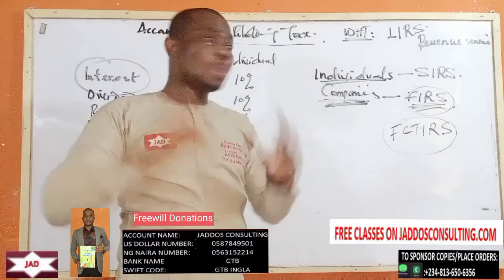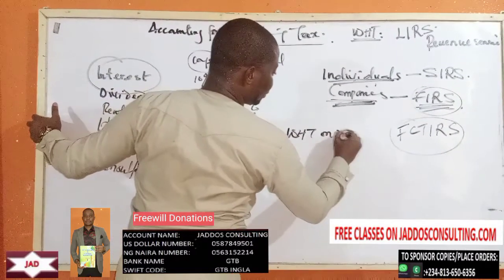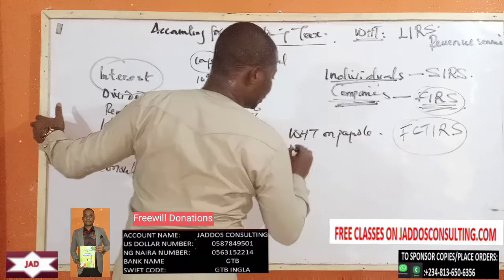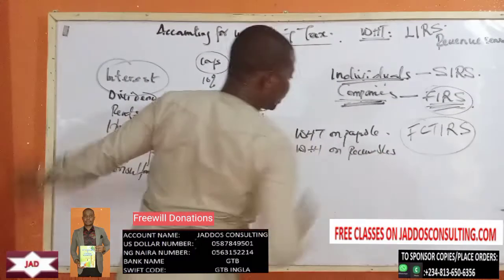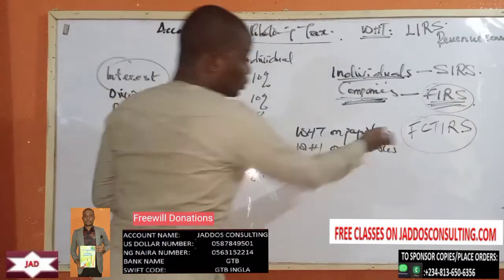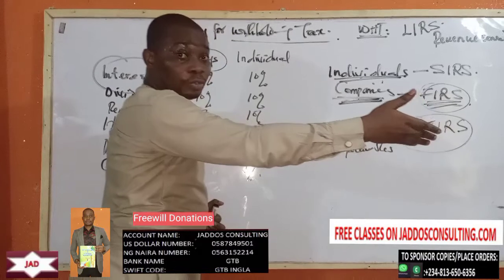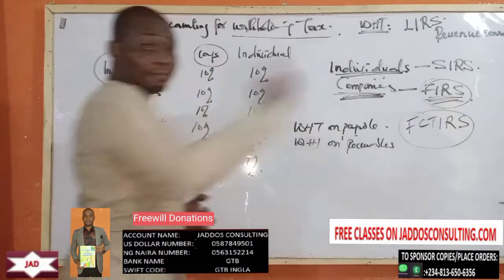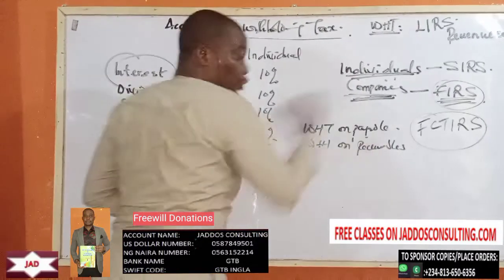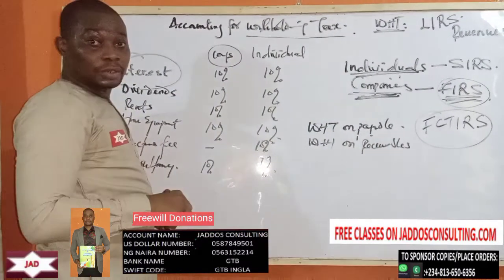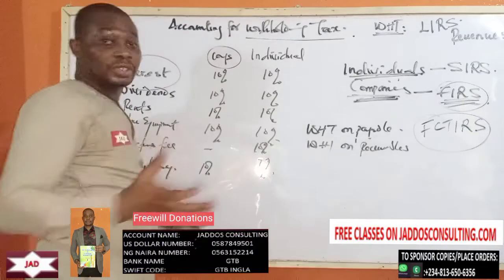So you must be able to know what we mean by withholding tax on payables, okay, and withholding tax on receivables. Okay, so payables are like your creditors. Okay, you give a job to an individual or a company. After doing it, they send an invoice to you. So they are like creditors. You have to pay them. So in paying them, you can withhold an amount of money from that amount to remit to the appropriate revenue service.